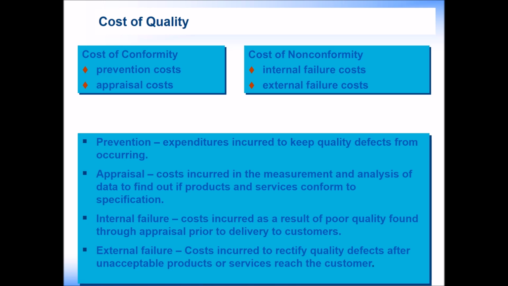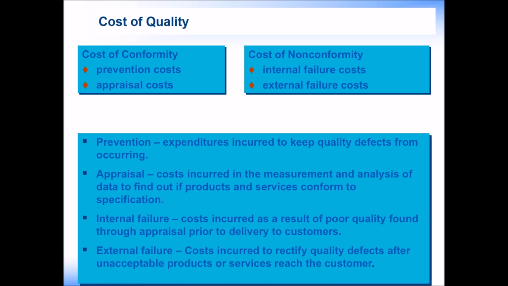The easy way to remember this is perhaps to think that with internal costs, the customer is not aware, as the problem was fixed before they got the product. But with external failure, the customer is aware of the defect. In fact, it is often the customer that notices and reports the defect.